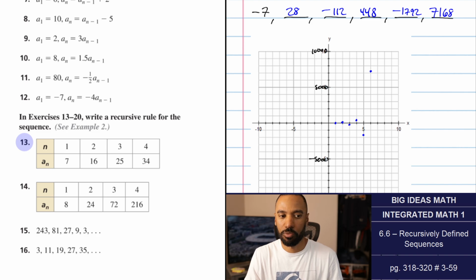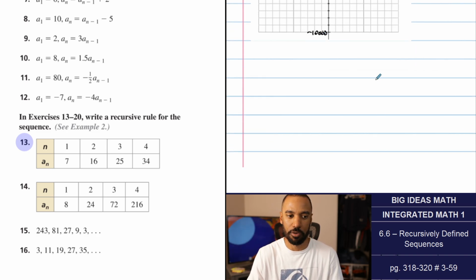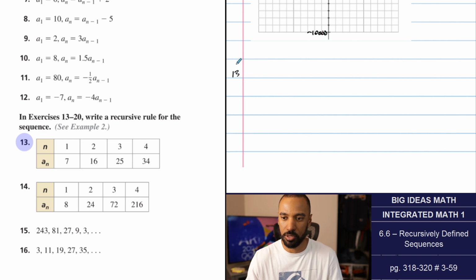All right, write a recursive rule for the sequences from 13 to 20. So 8 problems of probably different representations. You can see the first 2 being tables. Now, I'm just going to write out this list.